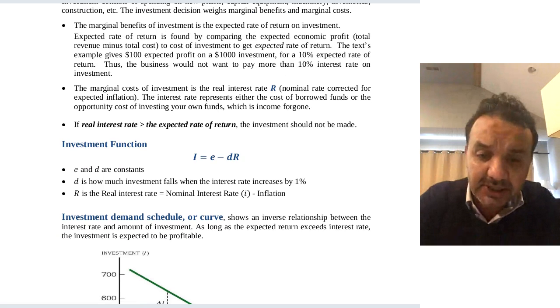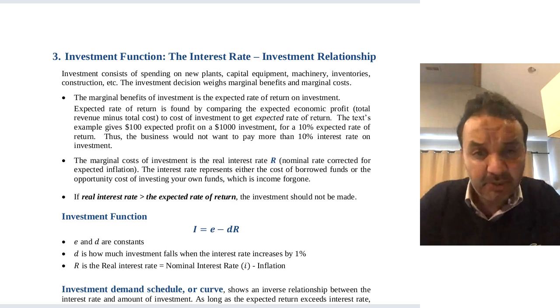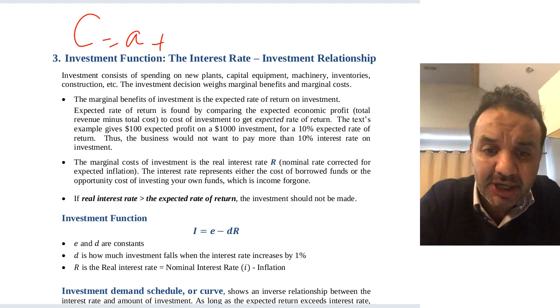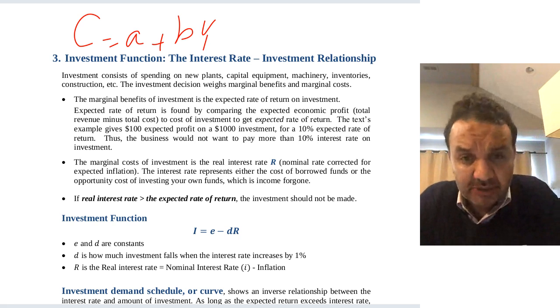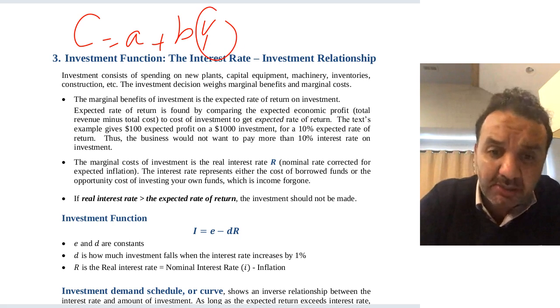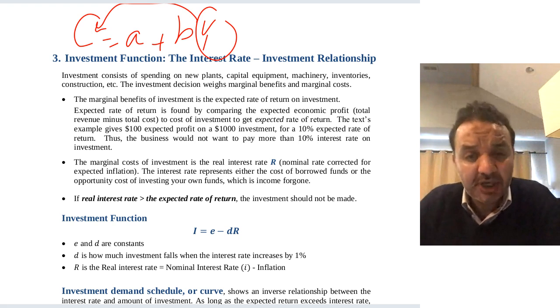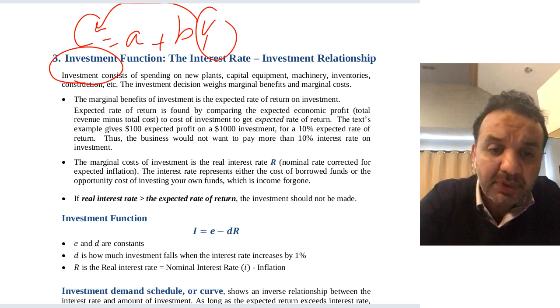So let's see. I want to remind you of the consumption function, which I explained in the previous video. Consumption equals A plus BY. And when I explained the consumption function, I said the income is the key determinant of consumption. Now let's look at the second component of GDP, which is investment.